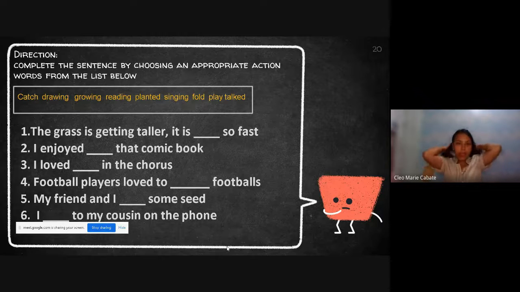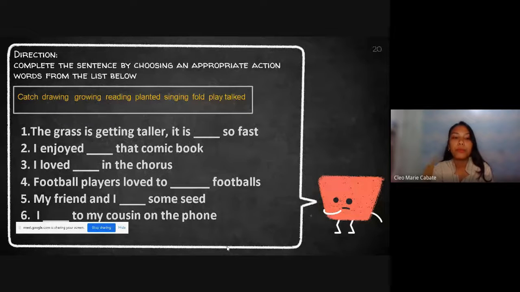For number 1, what is the answer? Yes, Maria. The glass is getting taller. It is blank so fast. It's growing. Very good. For number 2: I enjoyed blank that comic book. Yes, Maria, again. It's reading. For number 3: I loved blank to the chorus. Yes, Cassandra? It is singing.